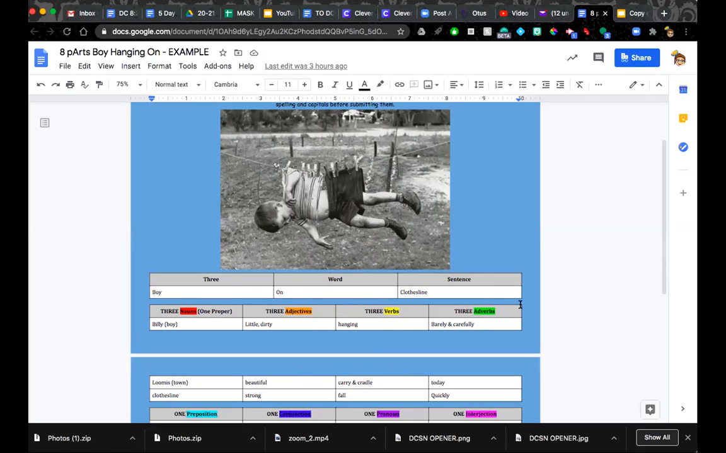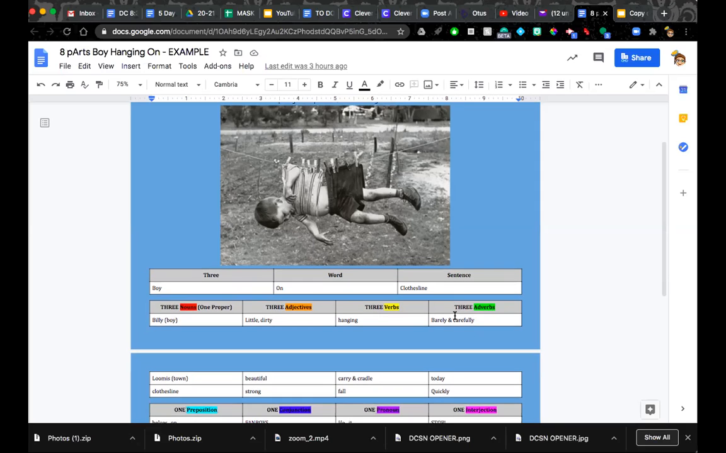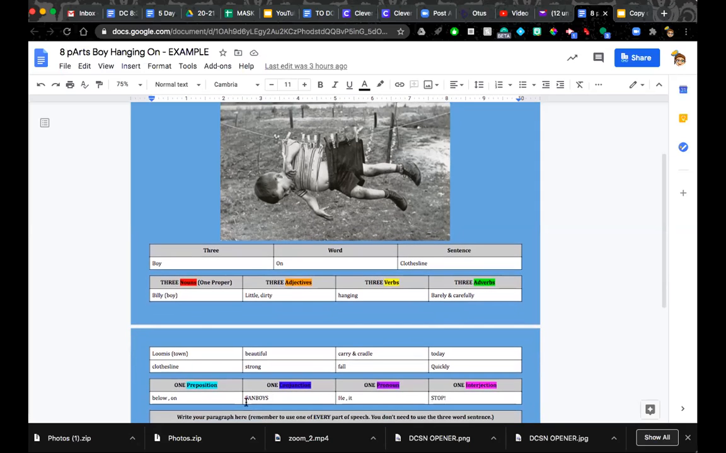Adverbs, 3 adverbs. Remember, a lot of times adverbs are those ly words. Not always, but that's a common way to think about our adverbs. They describe the verbs, like barely and carefully, or today and quickly. Okay, so there's some adverbs. Preposition, you need 1 preposition. Prepositions are those location words: on, below, under, to the side. Okay, so I might use the prepositions of below and on.